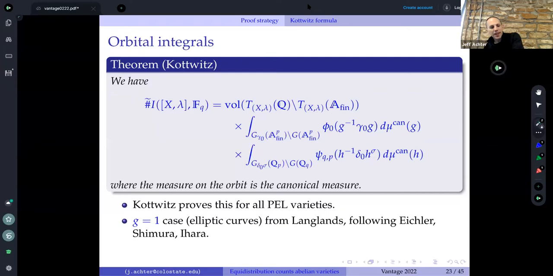Anyways, there's this beautiful formula of Kottwitz, who says if you want to compute the size of an isogeny class, here's how you do it. And I should say that this isn't the theorem that makes Kottwitz Kottwitz. This is just kind of a stepping stone for him, or an intermediate tool. There's something he proves for all PEL varieties, and it's based heavily on work of Langlands from the late 70s and early 80s on how to do this for elliptic curves.